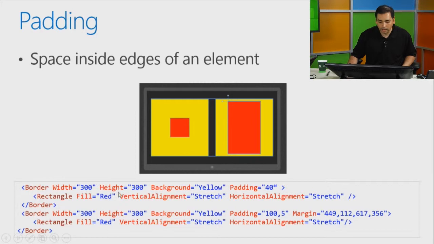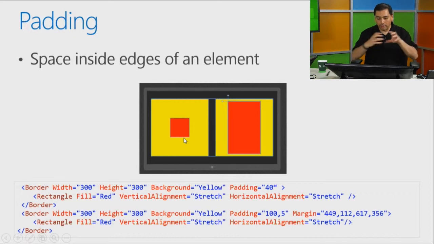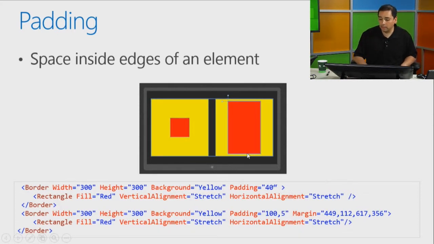So for example, right here, this first border has a padding of 40, and you see here a little bit of space everywhere. And then the second one has padding of 100 on this, which is, you see a lot more space here. And then on the top and bottom, it's only got a 5. So you see that it's getting much closer to the edges.